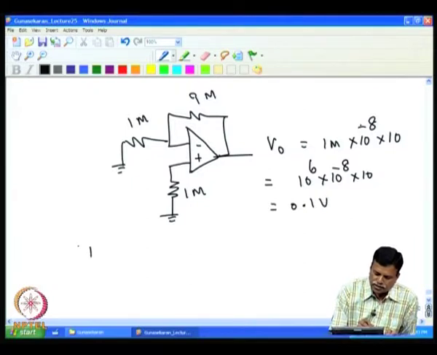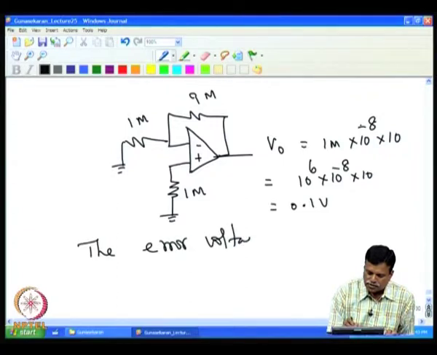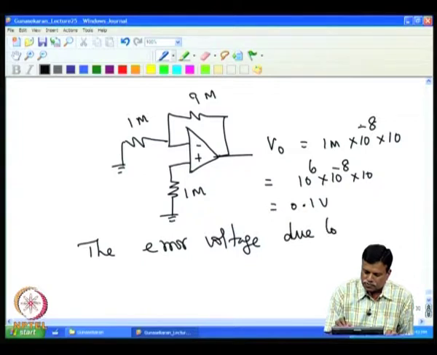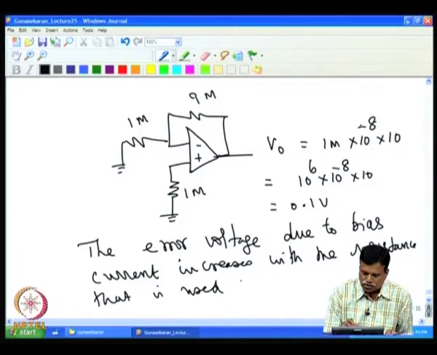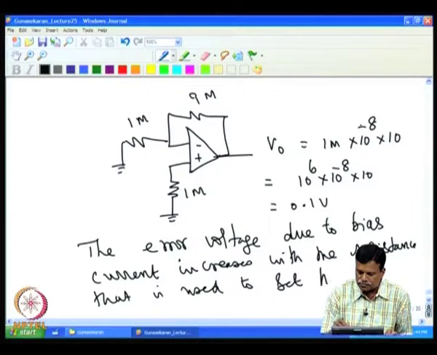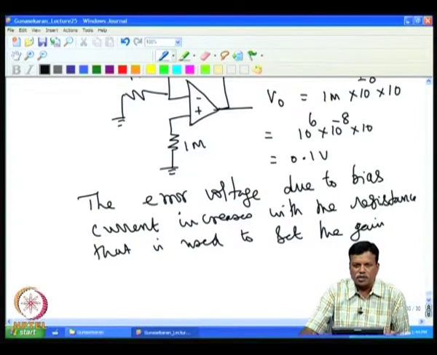So, the error voltage due to bias current increases with the resistance that is used to set the gain. So, the higher the resistance, the more problem we have due to bias current.